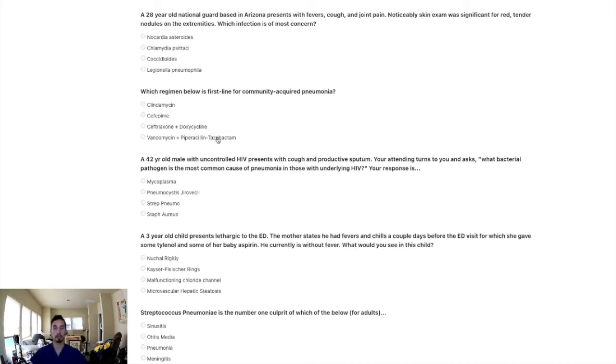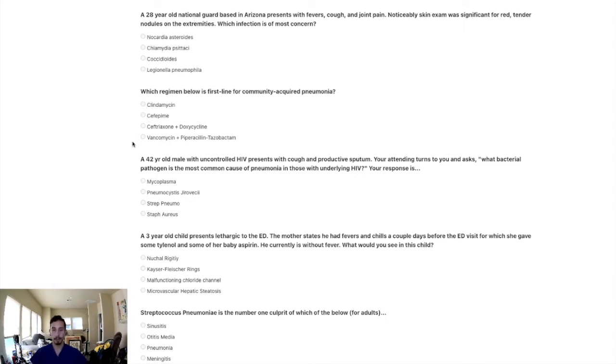Cefepime is the next answer choice. Cefepime is very broad spectrum. It's that classic med that we give when we're concerned about gram-negative bugs or specific scenarios such as febrile neutropenia. In regards to community-acquired pneumonia, it's probably too strong.